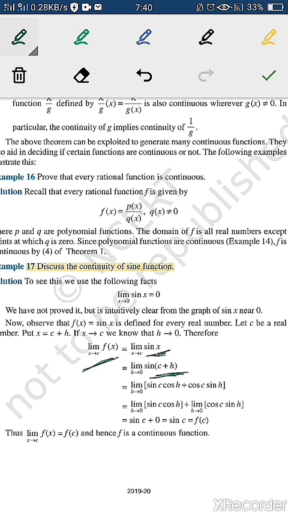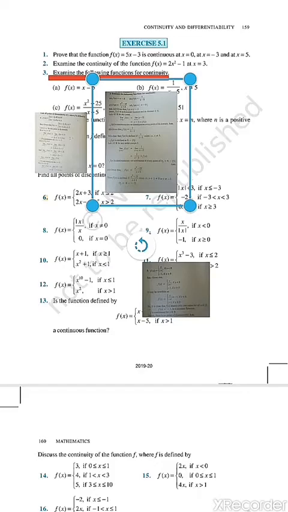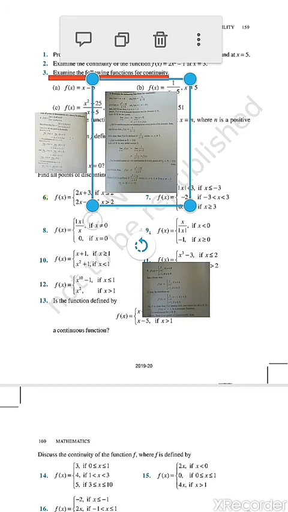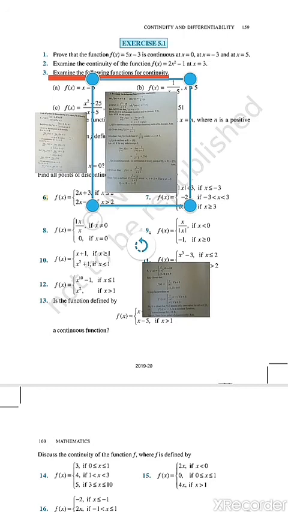And when you apply the limits, you will get sine c, which is equal to f of c. So it satisfies the definition: limit x tends to c of f of x is equal to f of c. Hence this is a continuous function. So every time you can prove that trigonometric functions are always continuous, whether in the case of cos or otherwise. Now exercise 5.1, question number 3.